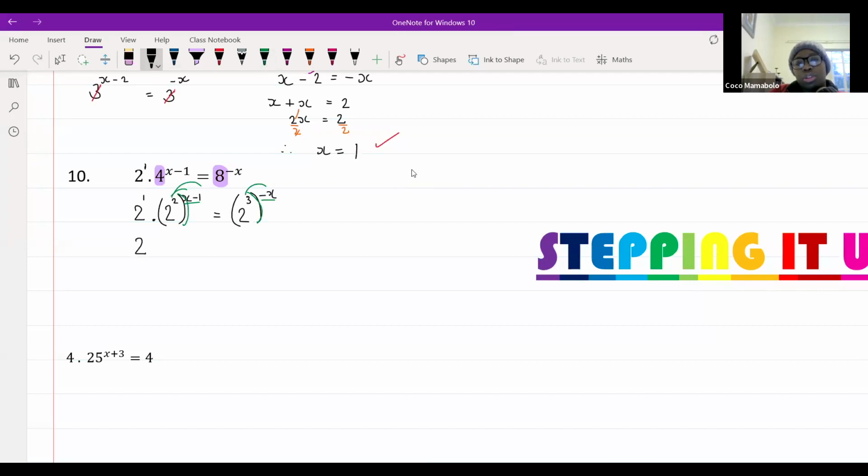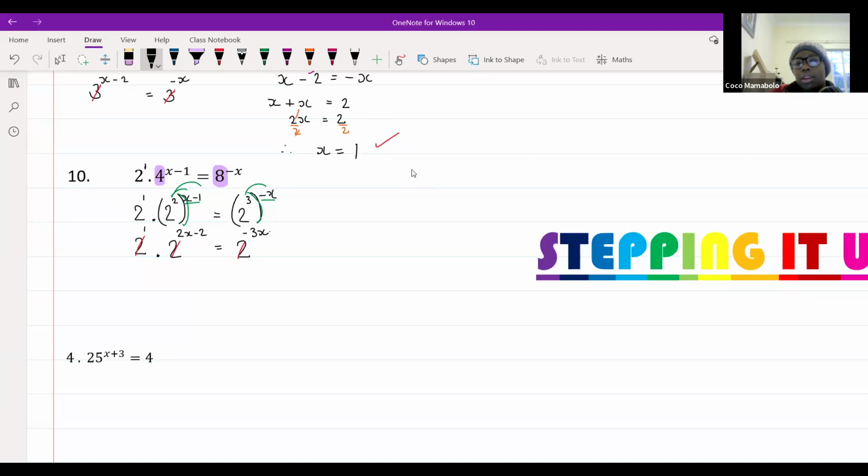So we're going to get 2 to the power of 1 times 2 to the power of 2x minus 2 is equal to 2 to the power of 3 times -x will give me -3x. Okay, I have like bases everywhere, so I'm going to drop all of my exponents now. Over here, I have like bases being multiplied. So normally I would keep the base. What would happen to my exponents? What would we do with my exponents over here, Sia?